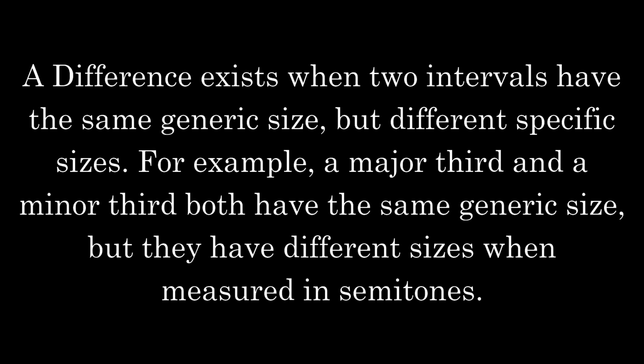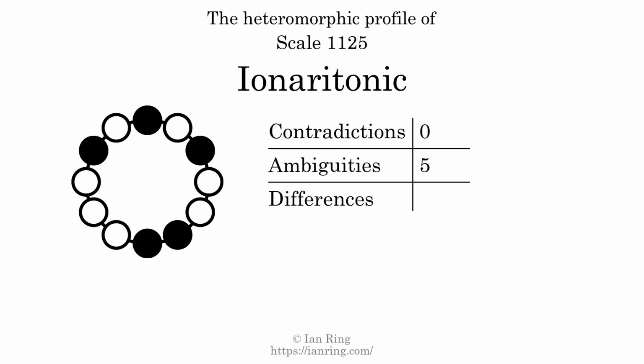A difference exists when 2 intervals have the same generic size, but different specific sizes. For example, a major third and a minor third both have the same generic size, but they have different sizes when measured in semitones. The number of differences in this scale is 34.